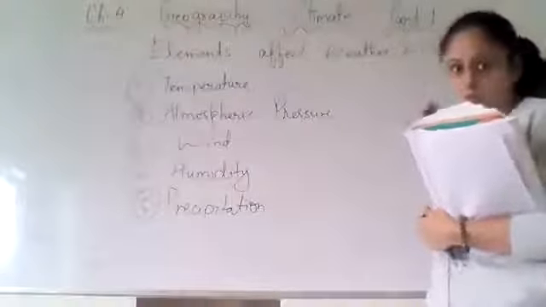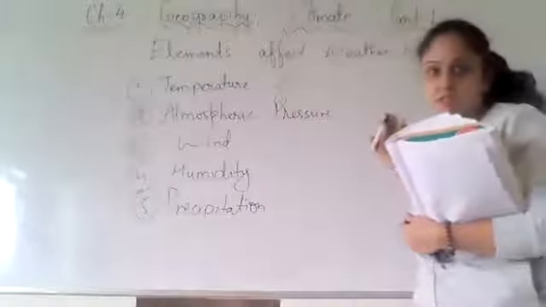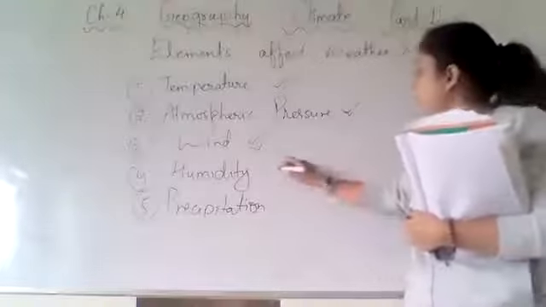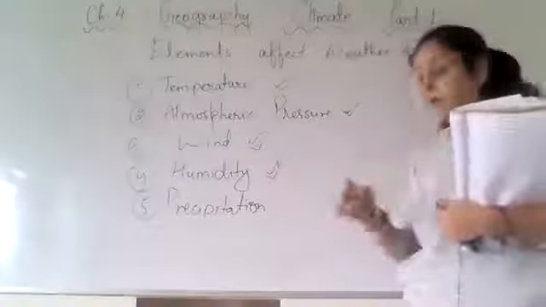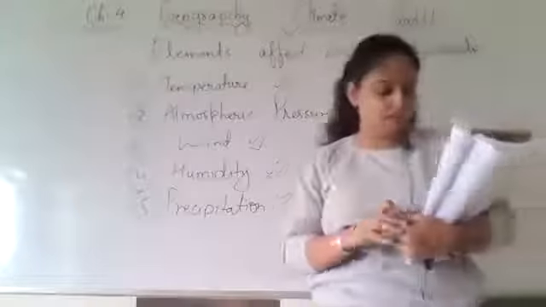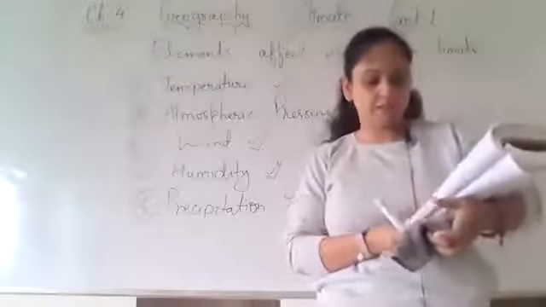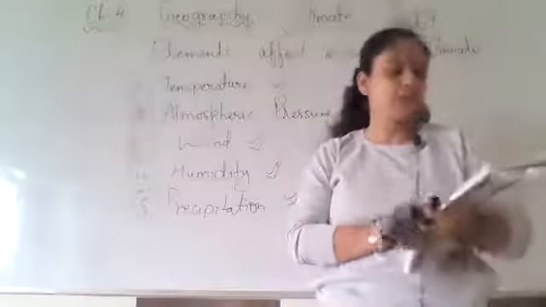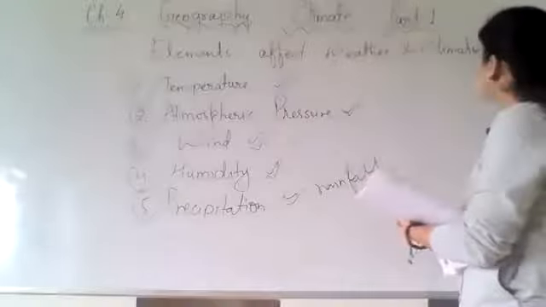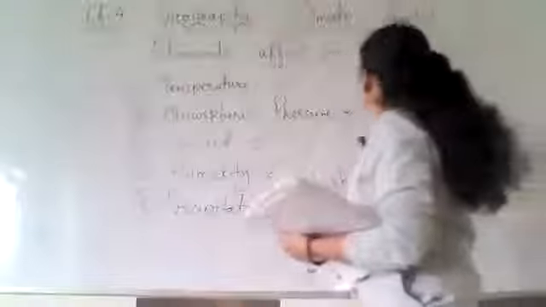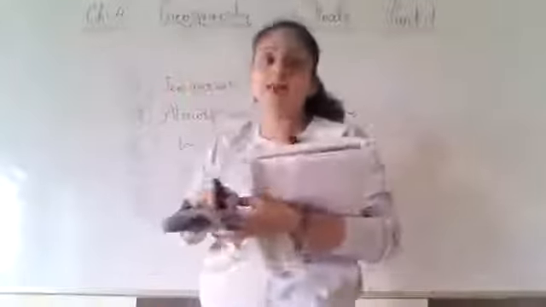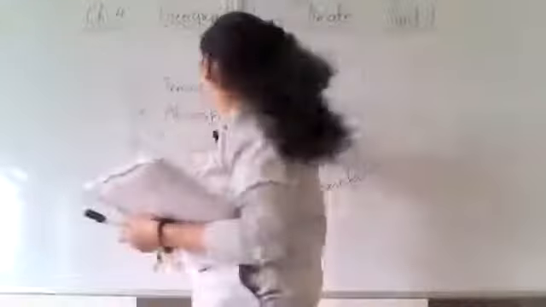Weather and climate both. So temperature is the first. Then you have atmospheric pressure. Then you have wind, movement of wind. Then you have humidity. Also you have precipitation. This is actually the rainfall, the amount of rainfall a place is having. Okay, that is precipitation. So we will discuss all these elements one by one. Okay.